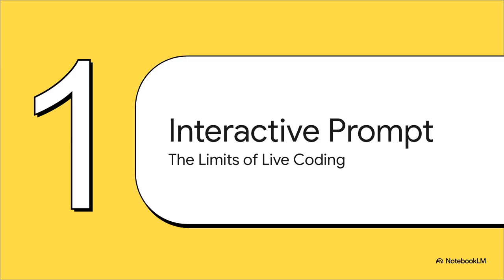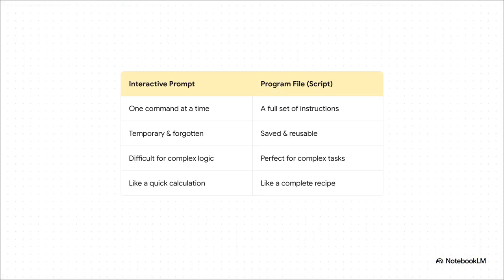The most basic way to talk to a computer? It's something called an interactive prompt. You can think of it like a text message conversation. You type one thing, it responds. Simple, right? But if you want to build anything remotely complex, that back and forth just isn't going to cut it.